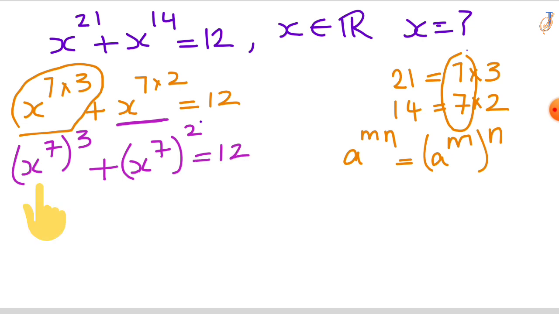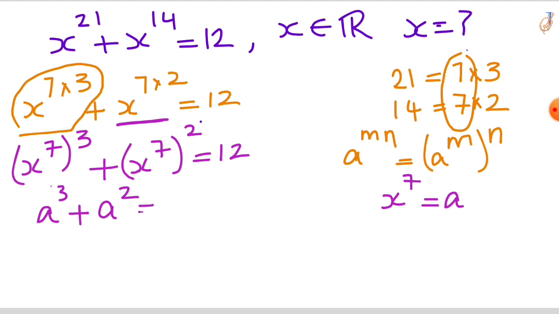Now observe this. Here we have x raised to the power of 7, x raised to the power of 7. So let's consider x raised to the power of 7 as some other variable, just like a. Then our equation turns into a power 3 plus a power 2 is equal to 12. See, we had x raised to the power of 21, and after a few more steps we converted it into a cubic equation. We have a raised to the power of 3. It is easy to solve, isn't it?